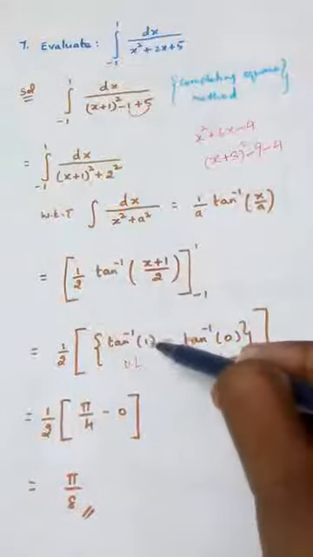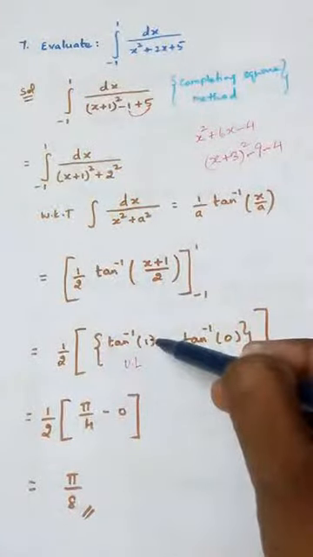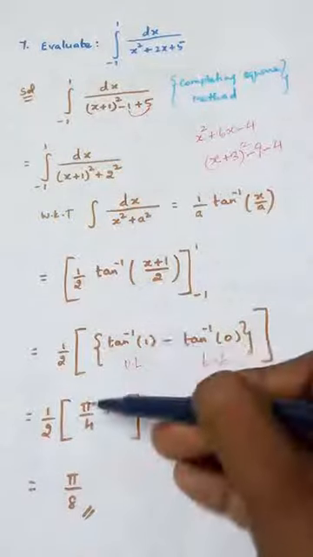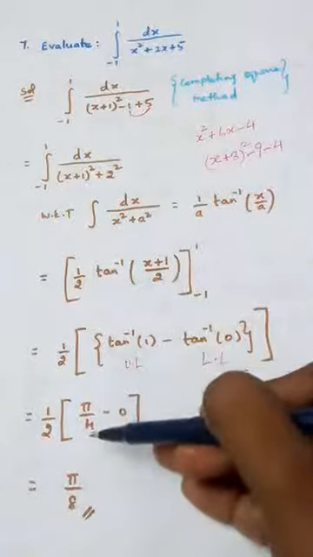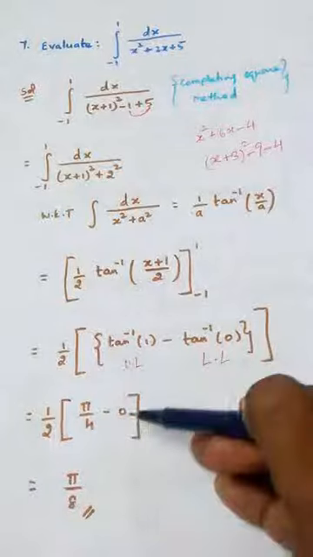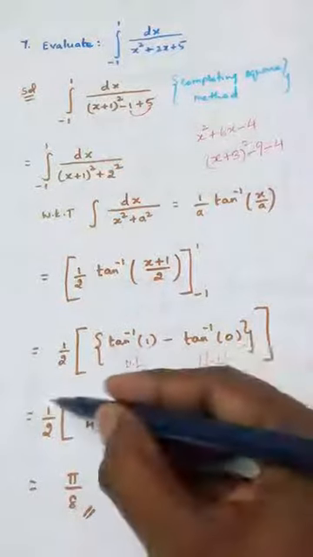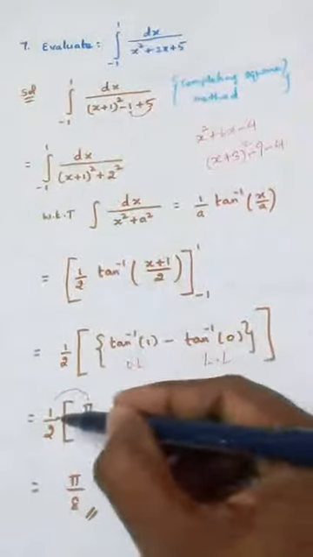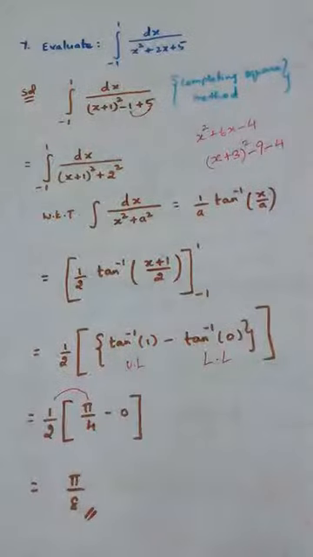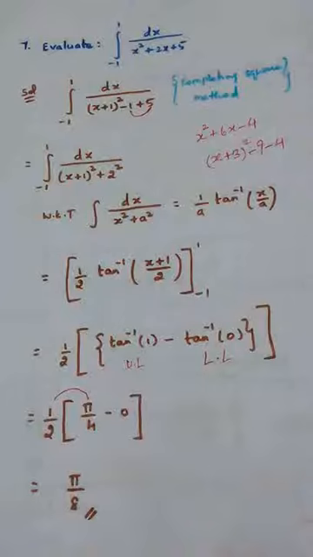What is tan inverse 1? 45 degrees. Tan 45 is 1. So tan inverse of 1 is 45 degrees, which is written as pi by 4. Tan inverse 0 is 0. So the final answer is multiplying these two. Pi by 4 into 1 by 2, pi by 8 is the final answer. So the formula is a must, very important. We should know the formulas.